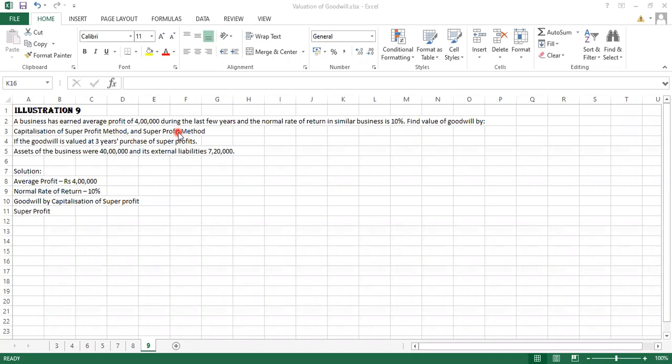If we do assets minus liabilities, what do we get? We get the average of the capital employed. So let's first write it down that average profit is 4 lakh. Normal rate of return is 10%.